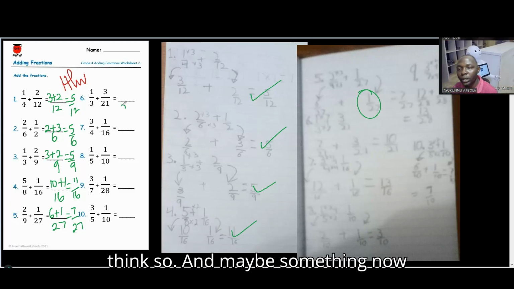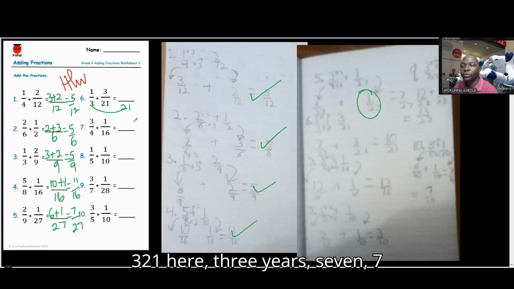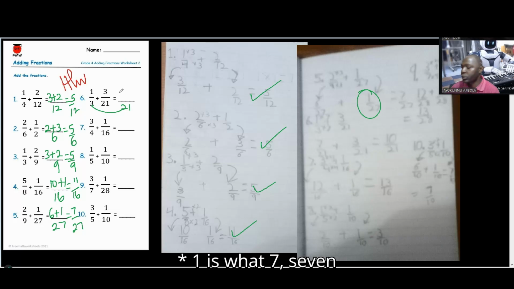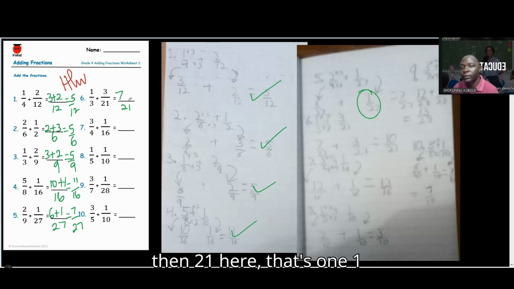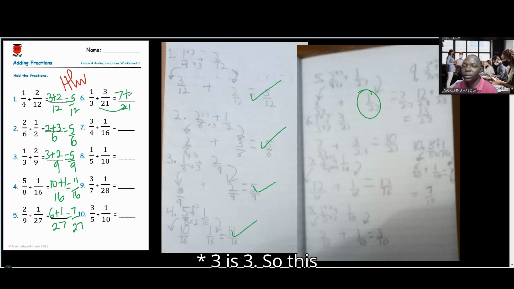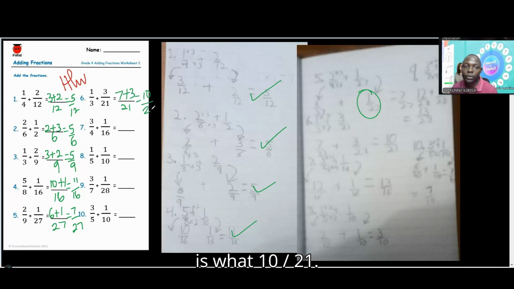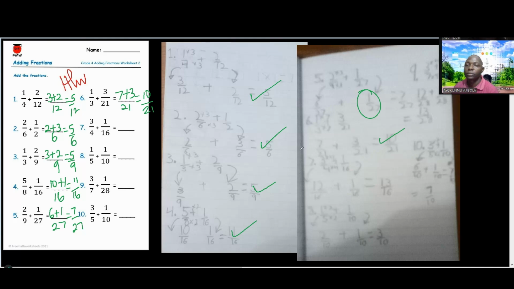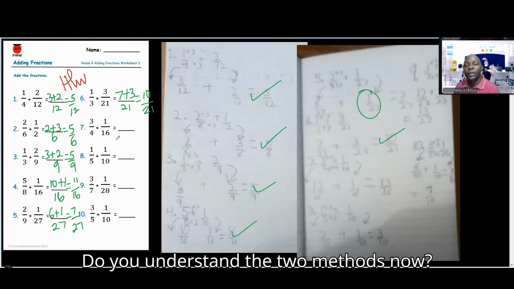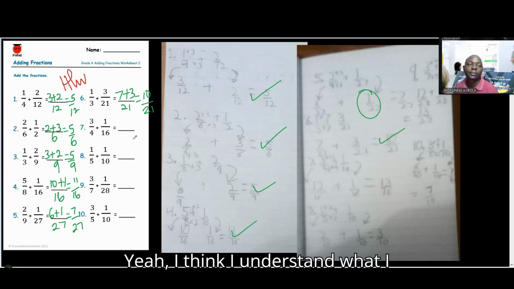Now 21 here. 3 here, 7. 7 times 1 is what? 7. Then 21 here, that's 1. 1 times 3 is 3. So this is what? 10 over 21. Do you understand the two methods now? Yeah. I think I understand the one I did more though.